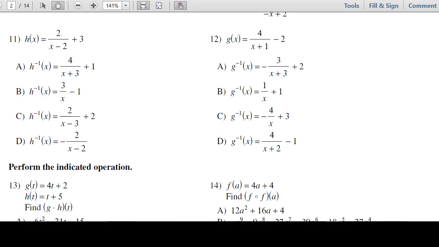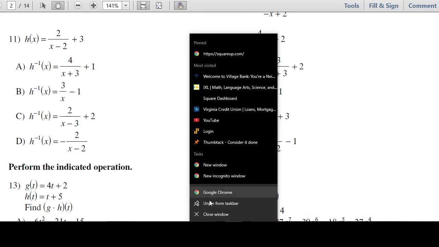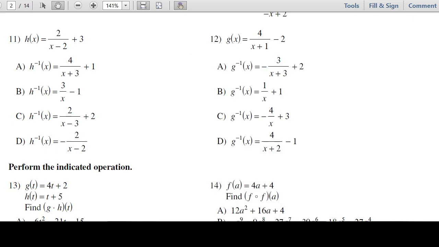Let's try this one. All right, see if you can do this one.